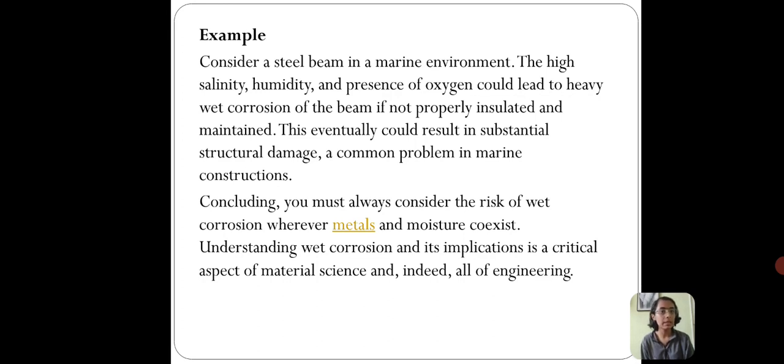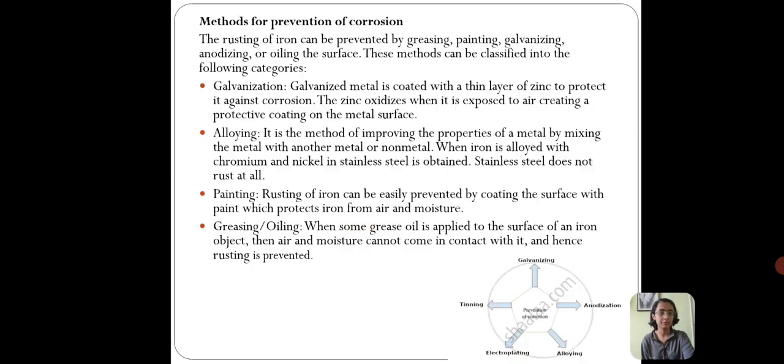Example for wet corrosion. Consider a steel beam in a marine environment. The high salinity, humidity and presence of oxygen could lead to heavy wet corrosion of the beam if not properly insulated and maintained. This eventually could result in substantial structural damage, a common problem in marine constructions. Concluding, you must always consider the risk of wet corrosion wherever metals and moisture coexist. Understanding wet corrosion and its implications is a critical aspect of material science and indeed all of engineering.